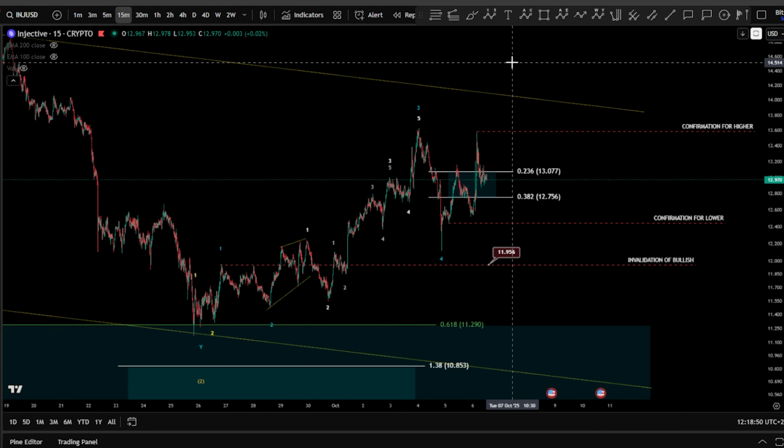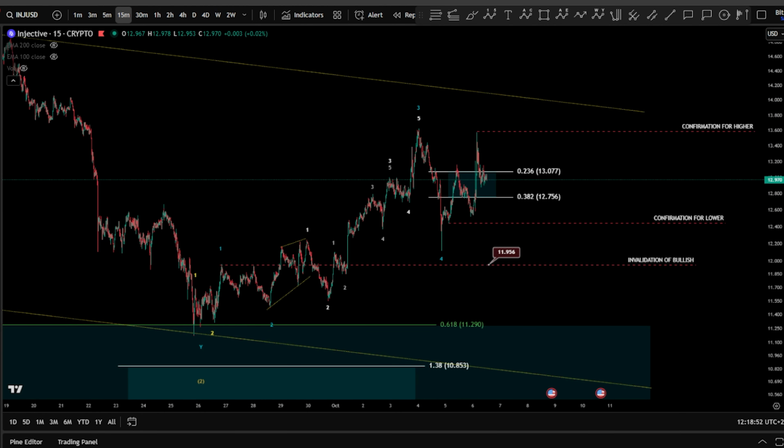That was it for Ethereum, Solana, and Injective, a deep analysis from the daily to the 1-hour and 15-minute chart.